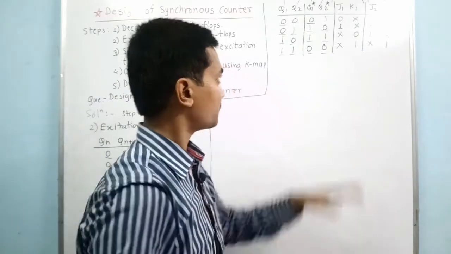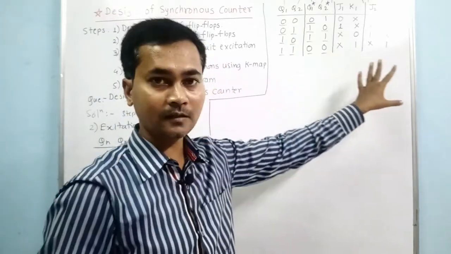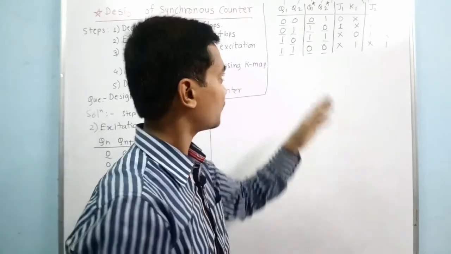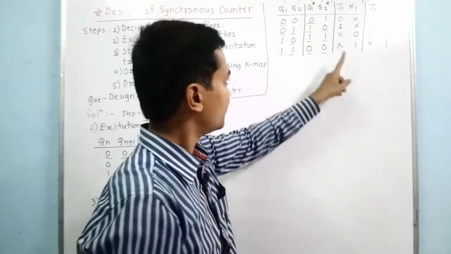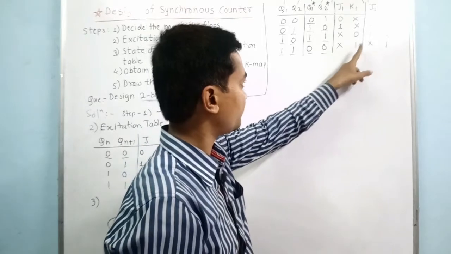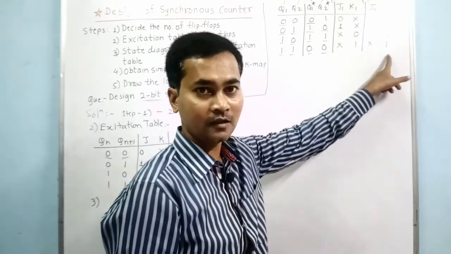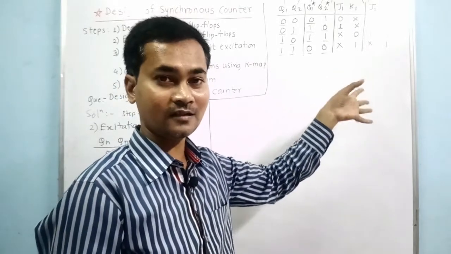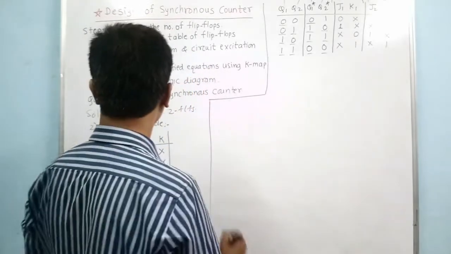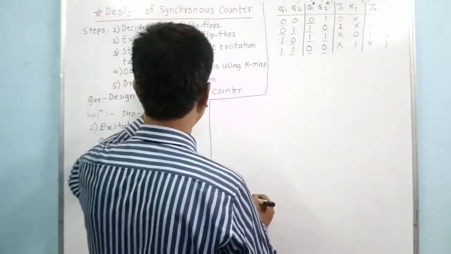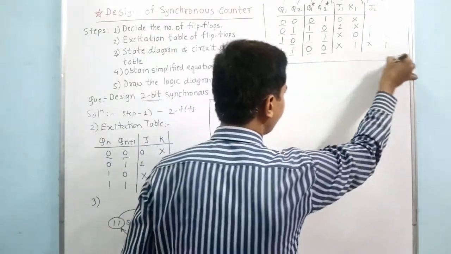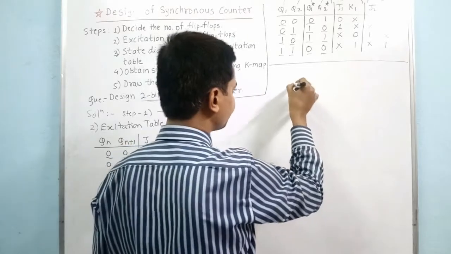Okay, now from this circuit excitation table we have to find out the 4 K maps. The 4 K maps will be for J1, K1, J2 and K2. So we have reached the final stage. Okay, so the fourth step is to obtain simplified equations using K map. So we will draw here the K maps, 4 times K map.